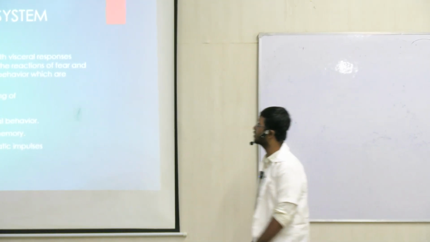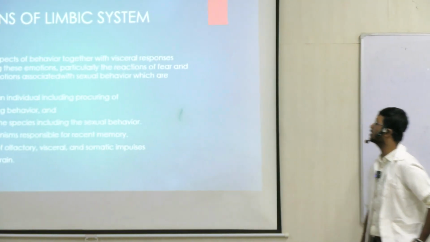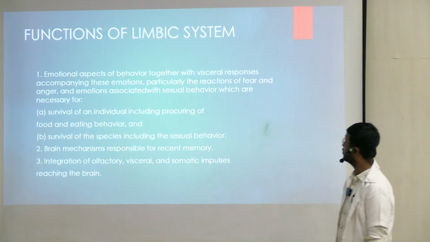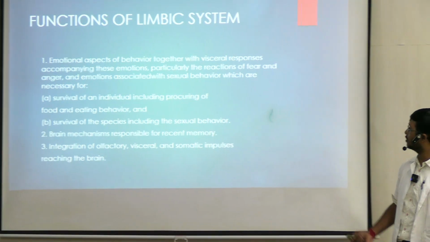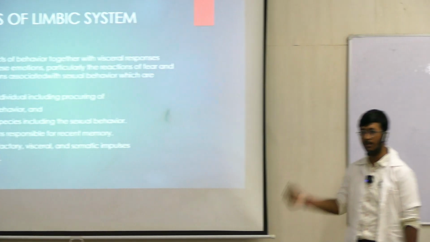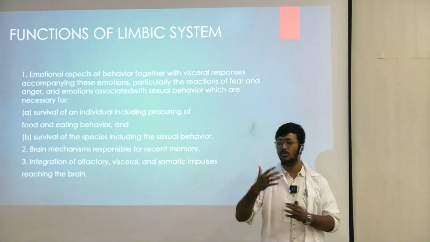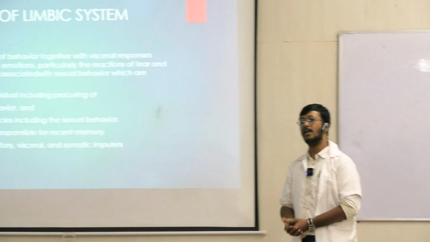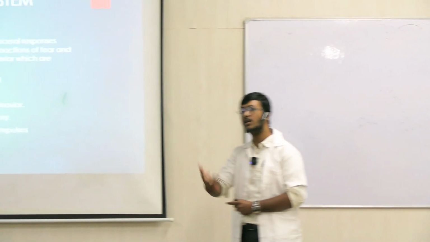So emotional aspects of behavior together with visceral responses accompanying these emotions, particularly the reactions of fear and anger, and emotions associated with sexual behavior, which are necessary for survival of an individual, including procuring of food and eating behavior, survival of the species, including the sexual behavior. So what does it mean? That whatever will be your emotions, that will be coming through your hand movements also. You want to do hunting and you are going in front of the animal and you are laughing, that will not do. So that will be regulated by your limbic system.